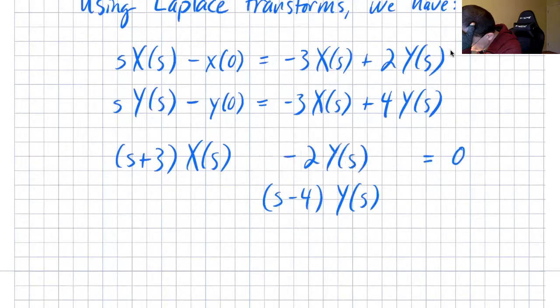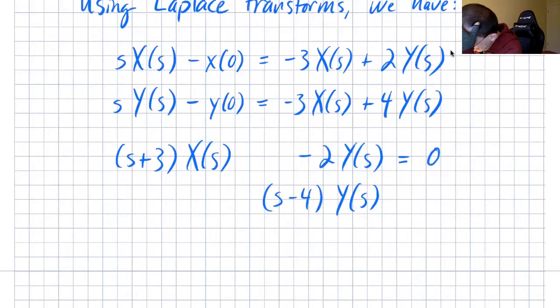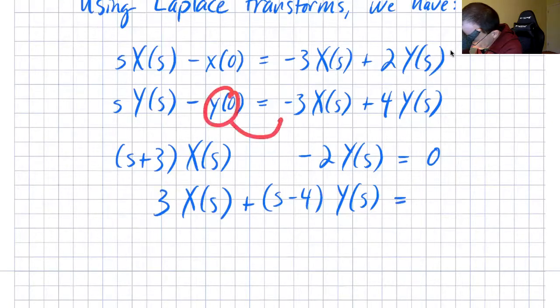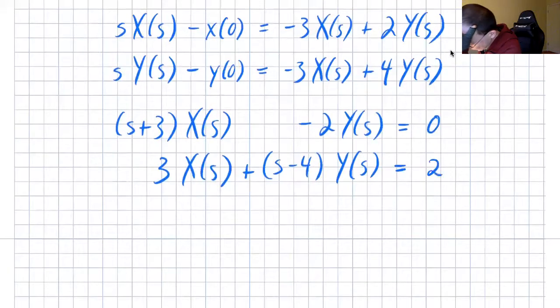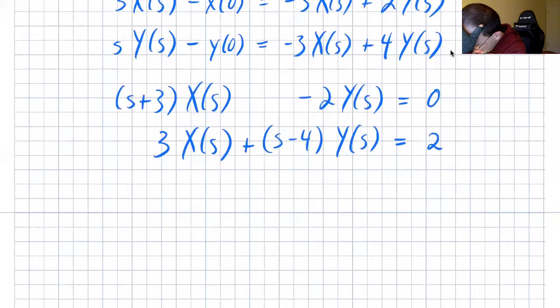Let's just make it line up here a little bit. And then the x term will be 3x of s, like that. And then this y is going over here, and that is equal to 2. So we'll put a 2 there. All right, this looks really nice. Let's put a nice box around it, if I can.